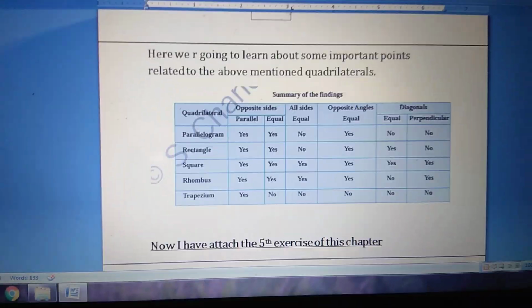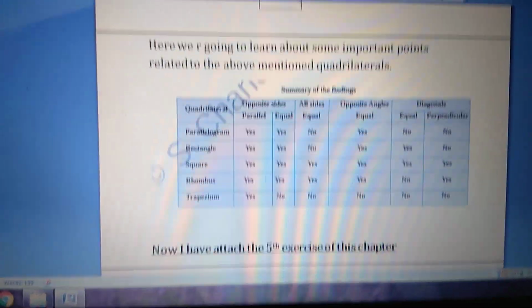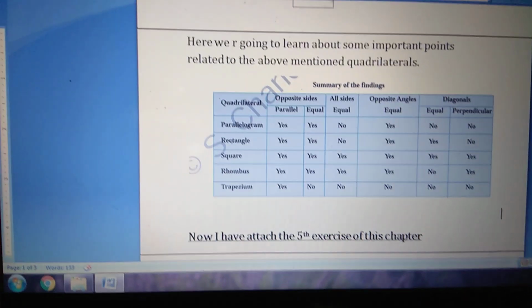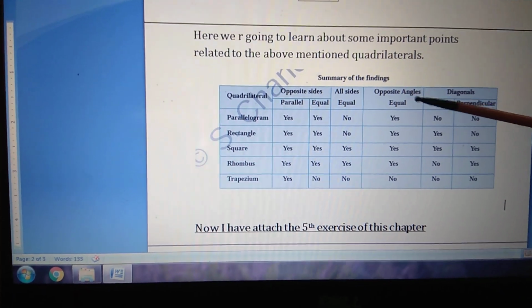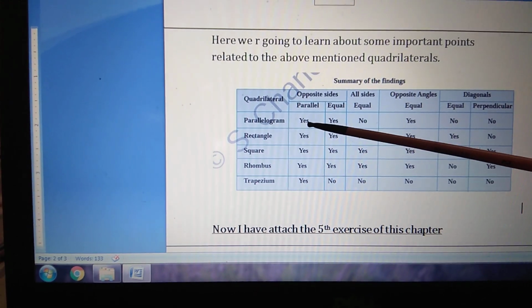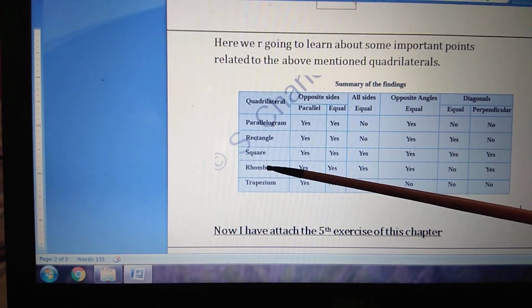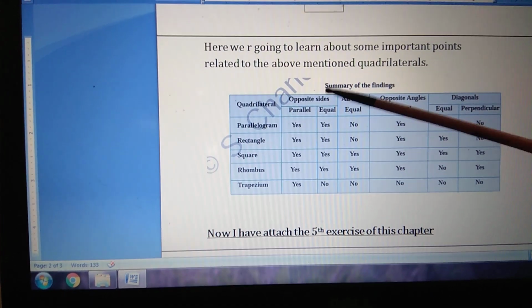Now we can go to the criteria. You can see this table in your book. If the book is there with you, you can open the book and take out this table. In this table, the various criteria of the quadrilaterals are mentioned. What can we see? Opposite sides, all sides, opposite angles, diagonals. So opposite sides parallel. Whose opposite sides are parallel? See, parallelogram, rectangle, square, rhombus, trapezium, opposite sides parallel. Okay.